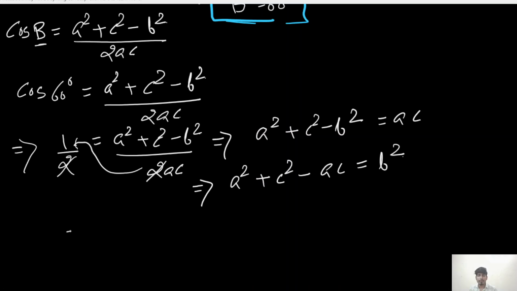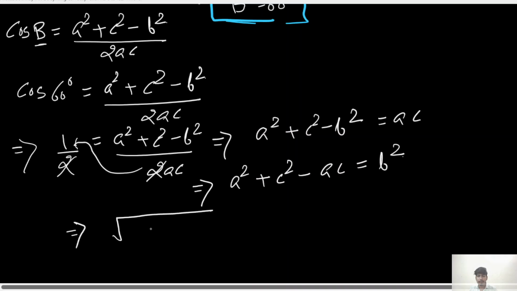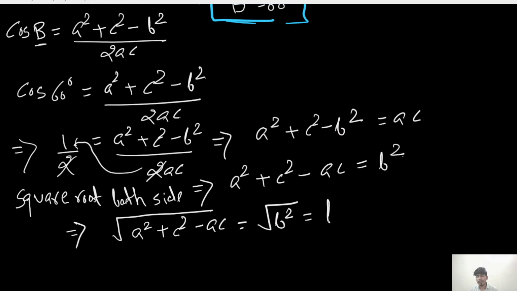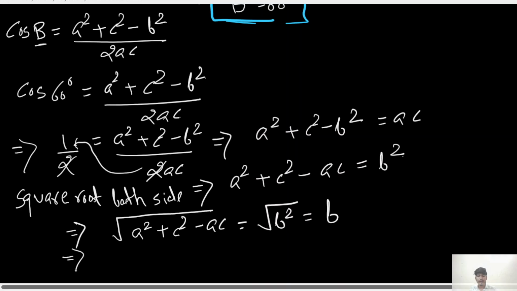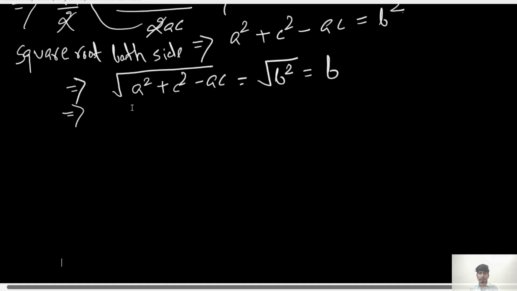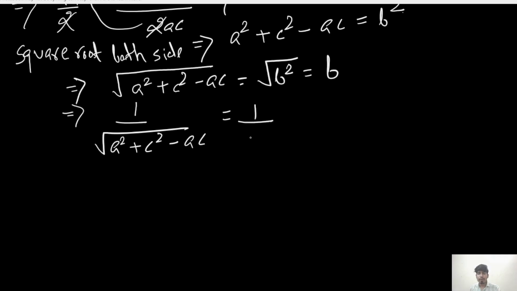Okay students, then what do we get? Take the square root on both sides. Square root both sides, what do we get? Square root of (A square plus C square minus AC) is equal to the square root of B square, which is B. Then similarly, taking the reciprocal, 1 upon the square root of (A square plus C square minus AC) is equal to 1 upon B.